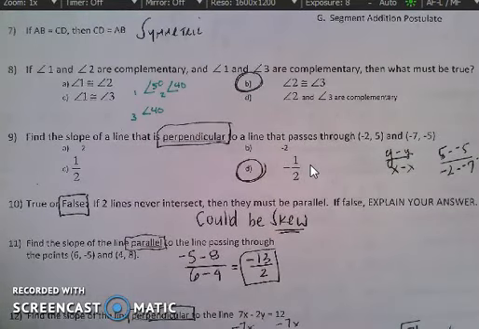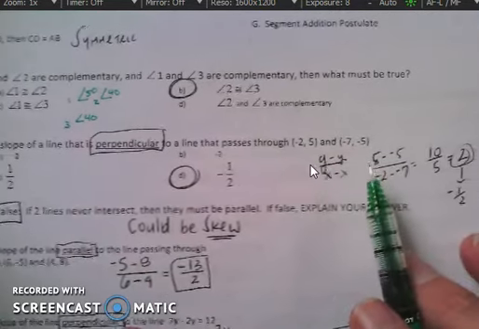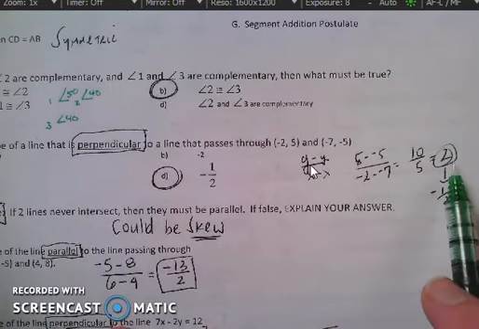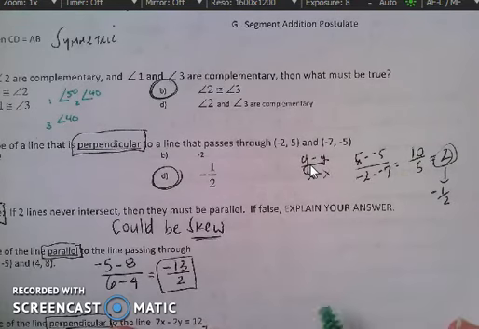Okay. Number 9, it says find the slope of a line that is perpendicular to a line that passes through. So first we set up our slope formula over here. I got the work shown for it. I get my slope of 10 over 5, which is 2. Remember, perpendicular means opposite reciprocal, so we get negative 1/2.